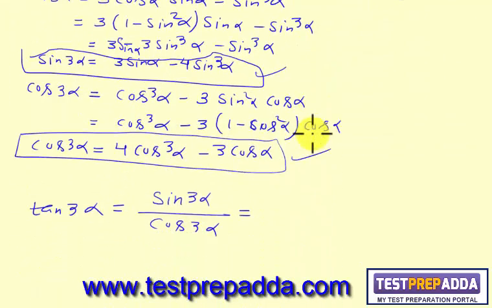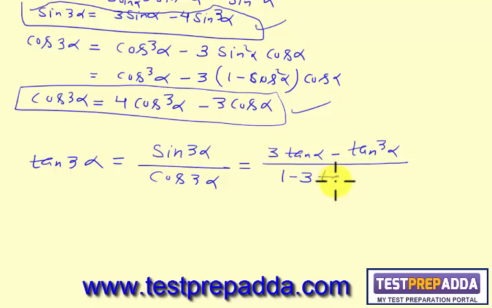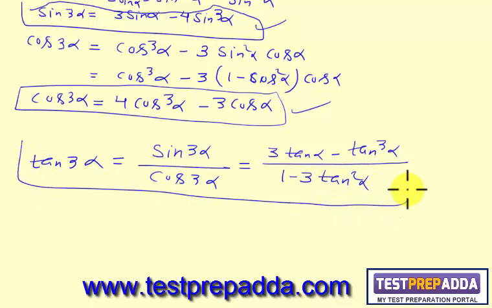So tan 3 alpha comes as 3 tan alpha minus tan cube alpha upon 1 minus 3 tan square alpha.